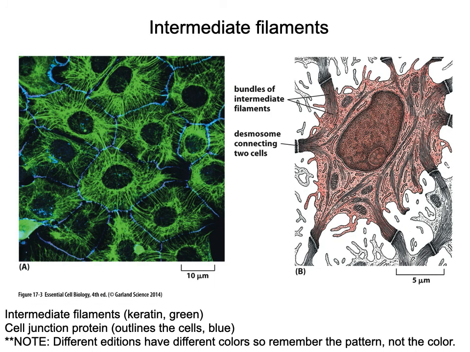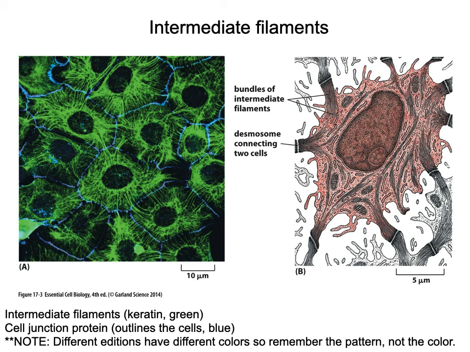So looking at intermediate filaments, the panel on the left, panel A, is immunofluorescence, where they've used antibodies to stain keratin in the green. So keratin would be the intermediate filaments, and there's associations with cellular junction proteins, such as the desmosomes. And so they're anchored on those. And so that's what's shown in the blue, those gap junctions, desmosomes.